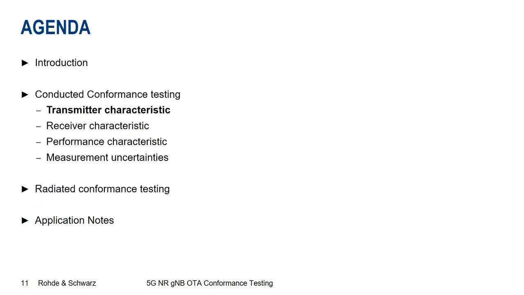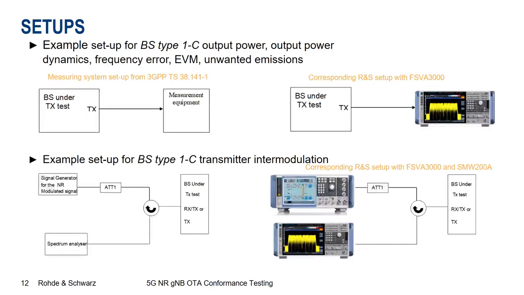Okay, so now let's come to the transmitter characteristic measurements. Here we see the setups for transmitter measurements. It's not too complicated. For most measurements, each RF port of the base station is directly connected to the measurement equipment, and the measurement equipment itself is usually a signal and spectrum analyzer with a 5G NR option in order to demodulate the signal. For some measurements like transmitter intermodulation, an additional generator is required for the interfering signal.